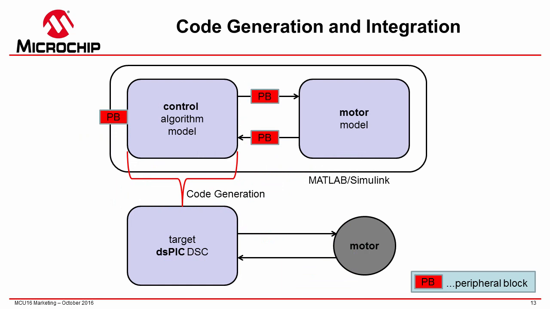Once you have your model completely simulated and you're happy with your simulation, you add the peripheral blocks to the control algorithm to make the connection of the model to the peripheral of the microcontroller. These peripheral blocks are generating code for your target microcontroller. They are doing all the initialization and runtime updates of the peripherals.